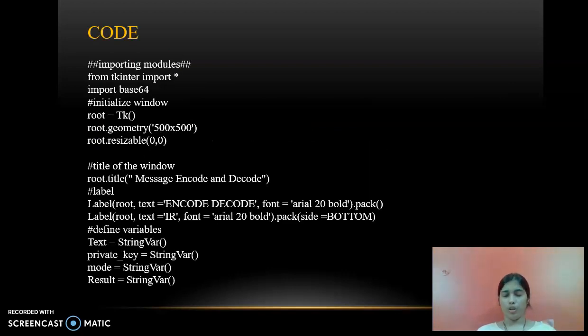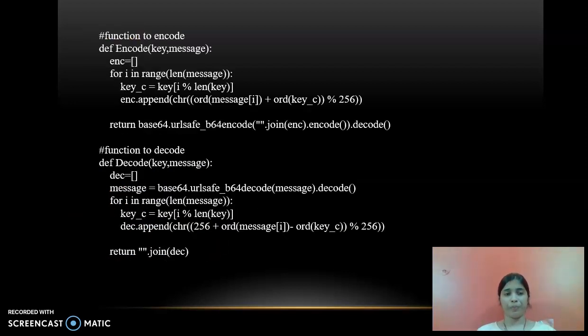Here comes the code. What she has done is she has imported all the necessary modules, like Tkinter, from which she has imported everything, and then Base64. She has initialized the window with a geometry and size, titled the window, labeled it, and defined different variables which are going to store different values. She has also defined the function for encoding and the function for decoding.